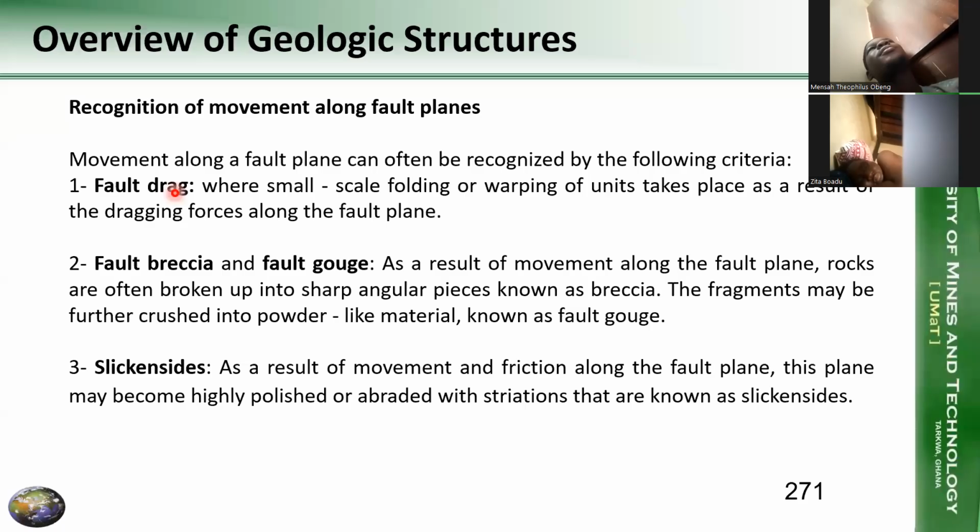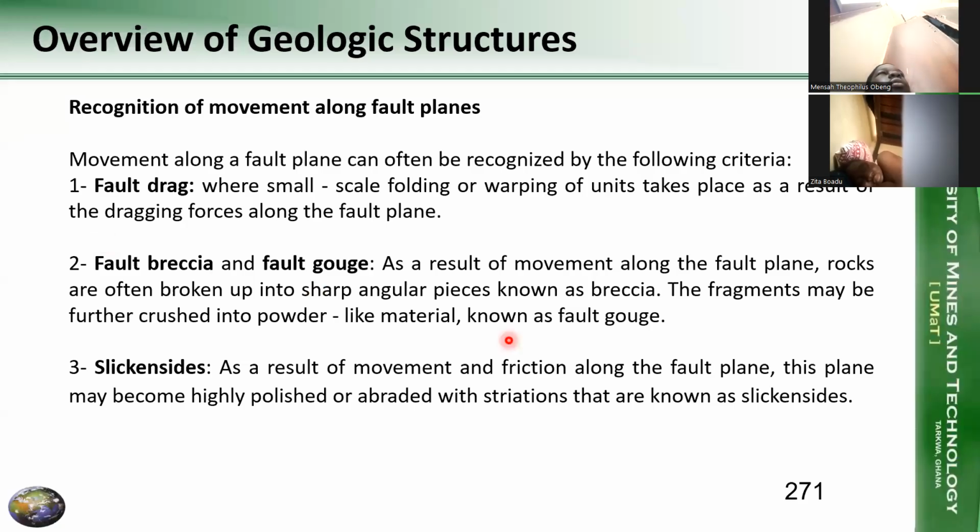We could also have tiny broken pieces along the fault plane, broken into angular shapes or pieces, like fragments. They may be further crushed into powder. Tiny pieces. We call that fault breccia. They are like tiny pieces of rock on the surface of the fault plane, fault breccia.